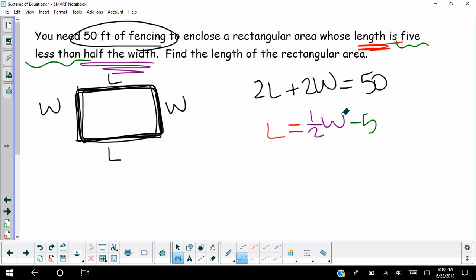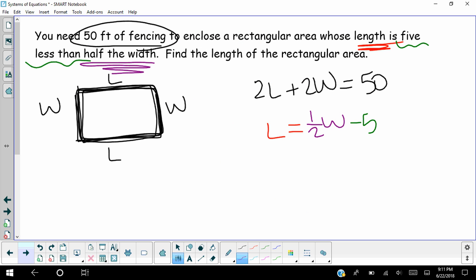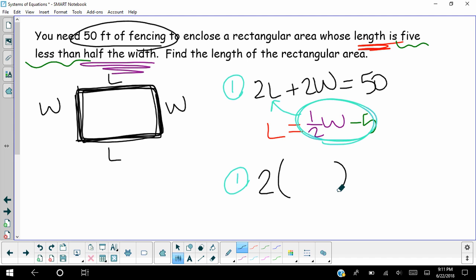Okay, well this one is set up really, really well for substitution, just like our very first one, because we had x equals on its own. Well, in this case, we have L equals on its own. So I'm going to take this entire piece here, and instead of L in my top equation, I'm going to substitute that in. So my new top equation is 2 times the quantity, 1/2 W minus 5, and then plus 2W is equal to 50.